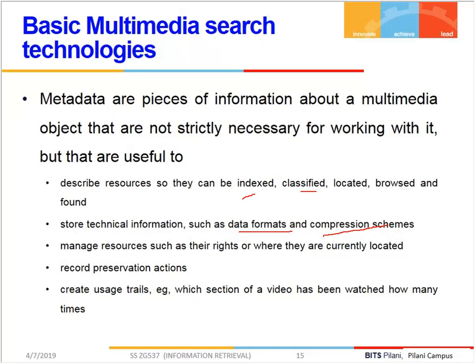And other resources such as the access rights. Every image is not accessible to all. Some images are restricted also. So the image metadata will contain the permissions information, which users are allowed to access it, and the location also. So where this image is currently located, that HTML link or URL will also be present as metadata of that image. And also the usage trails, for example which section of a video has been watched how many times. Suppose there is a video, the frequency of watching that video will also be stored as metadata of that video.